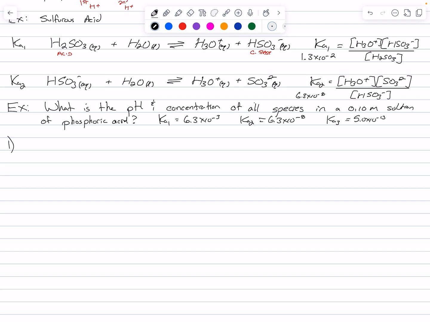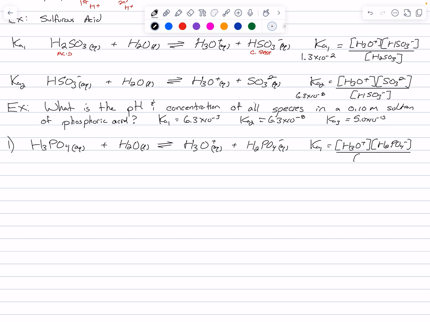First proton, H3PO4 plus H2O goes to what? Well, we've got hydronium, it's an acid, that makes sense. And then phosphoric acid has to lose a proton, so you'd have H2PO4 minus. Ka1 would be equal to the concentration of hydronium, dihydrogen phosphate, all over phosphoric acid.